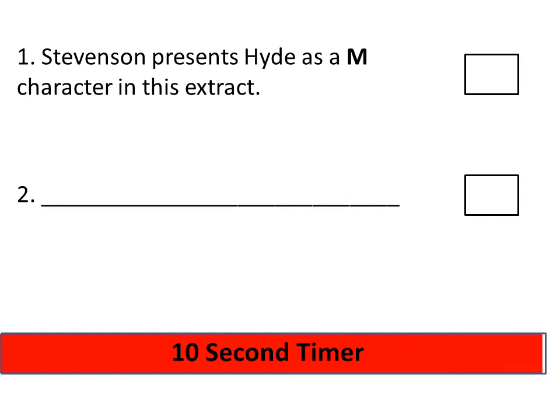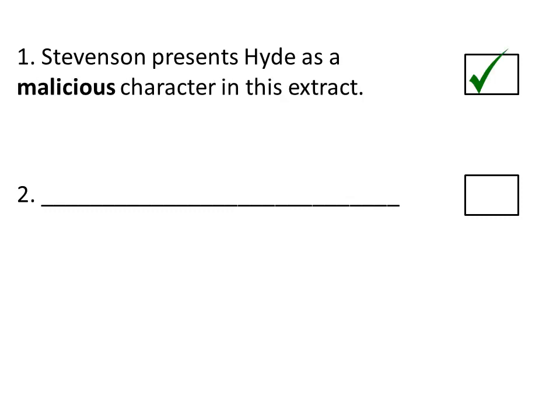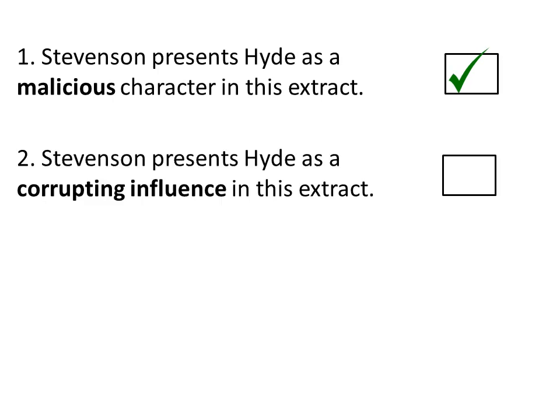Okay, let's see how well we have done. Stevenson presents Hyde as a malicious character in this extract. Well done if you got that right. Let's go on to our second idea. Stevenson presents Hyde as a corrupting influence in this extract.